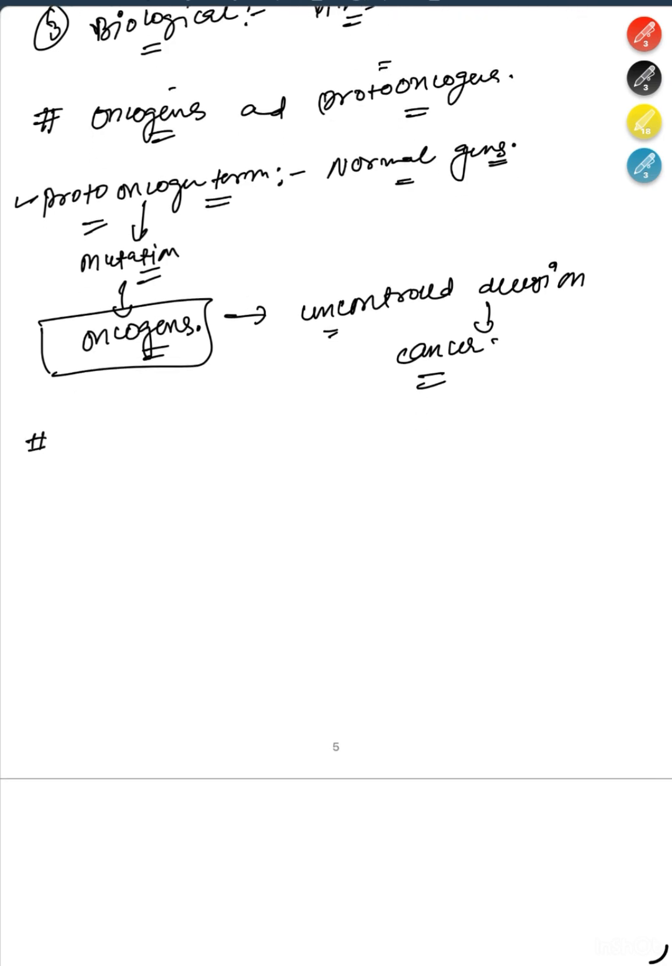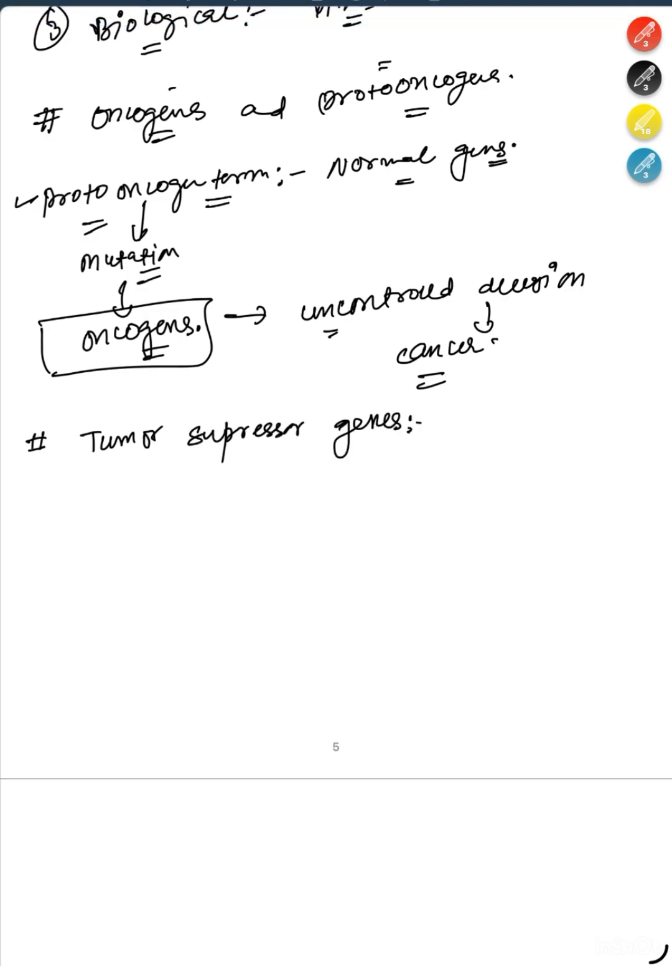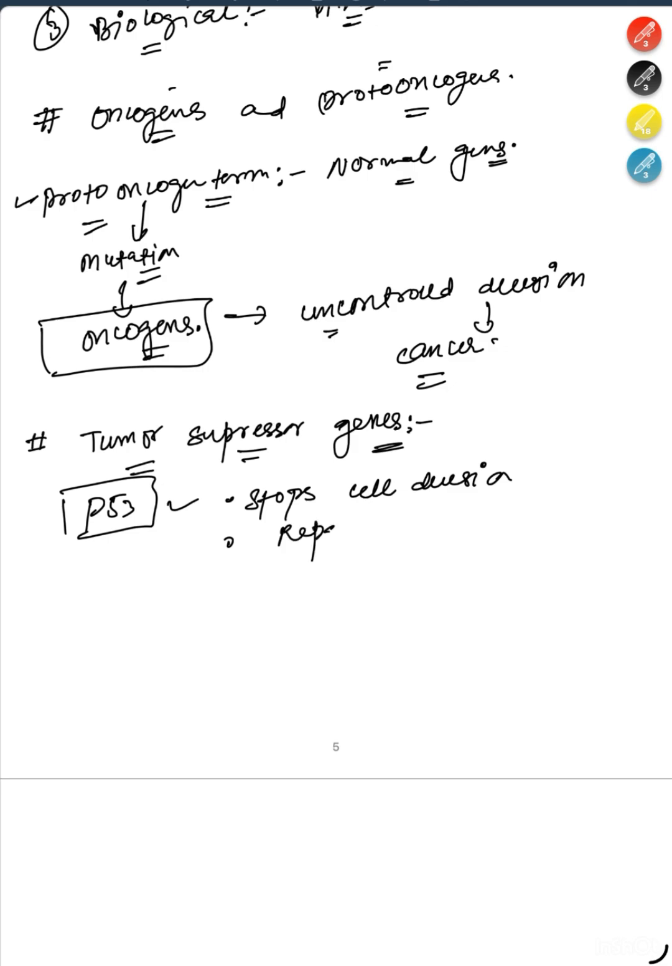Another thing we will be discussing is tumor suppressor genes. An example we can take is P53. This P53 is a kind of tumor suppressor gene. What function does it perform? It stops cell division. Also, it repairs your DNA.